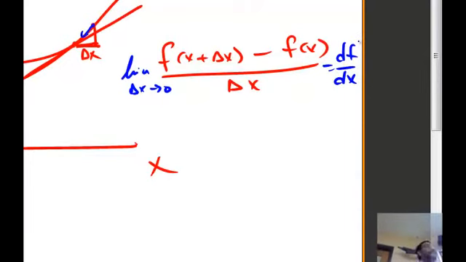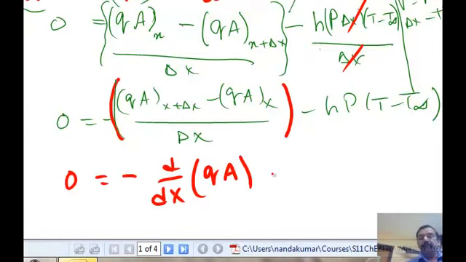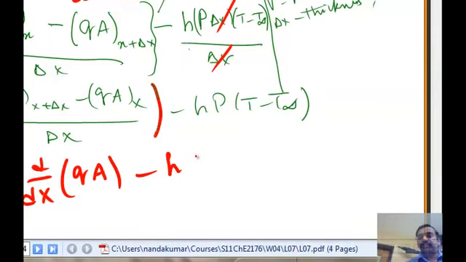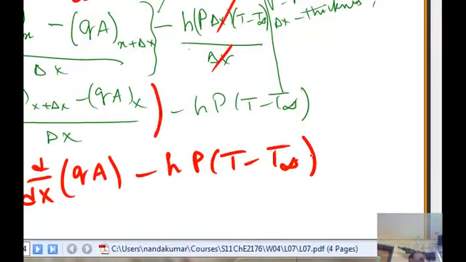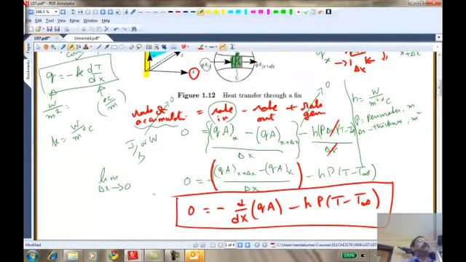Okay? From your calculus. So that's what we're going to use to write the first term as minus d/dx of q times A. Then the second term remains as it is, hP times (T minus T infinity). Now it is a differential equation. Is it an ordinary differential equation or a partial differential equation? It's an ordinary differential equation because you have one variable that is a function of one independent position, x. Okay?